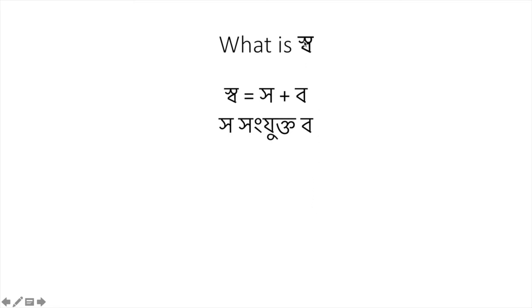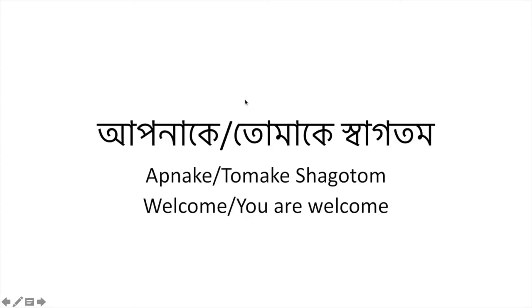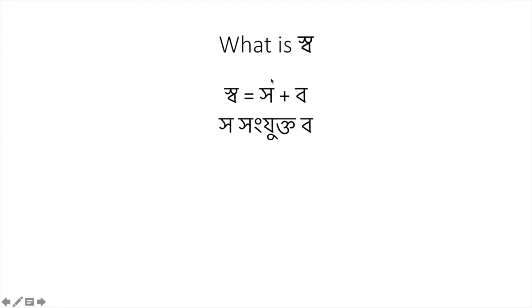So we have দন্তাস্য সংযুক্ত ব here, which is actually দন্তাস্য and ব put together. Remember that this ব down here is silent, okay? So we're basically pronouncing the দন্তাস্য and that's it. স্বাগতম. Notice it's স্বাগতম, right? আপনাকে তোমাকে স্বাগতম. So yeah, that's that basically.